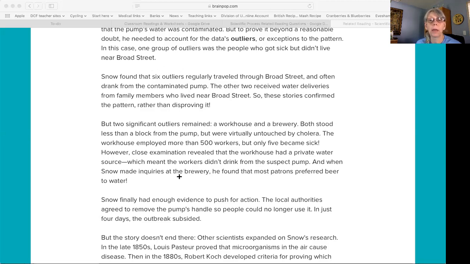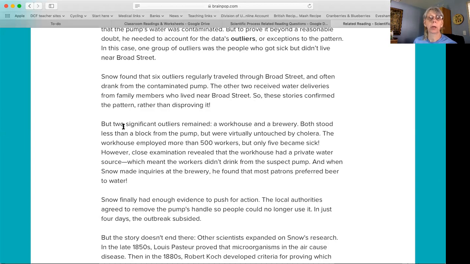Lots of people dead here, some along here, over here. Marks, marks, marks, marks. Here's the brewery, nobody. Okay. That's his evidence.